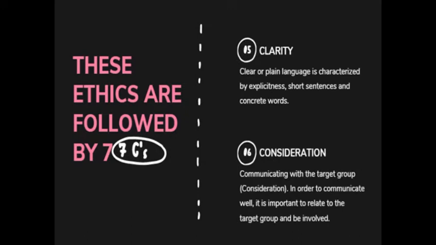Okay, next, number five, clarity. Clear or plain language is characterized by explicitness, short sentences, and concrete words. When we say clarity, the purpose should be clear. Proper punctuation makes the writing clear. Also, it is important to choose precise, familiar words, and construct effective sentences and paragraphs. So that's it. It should be precise.